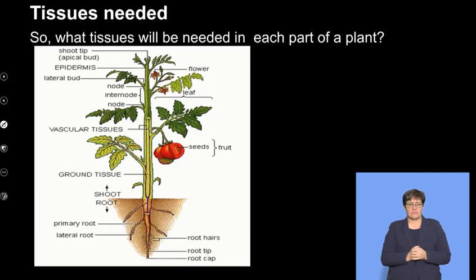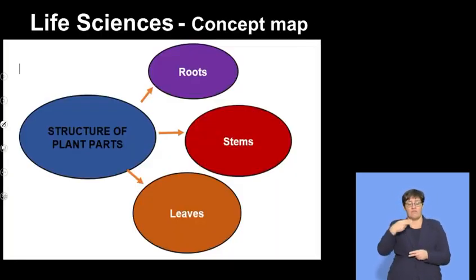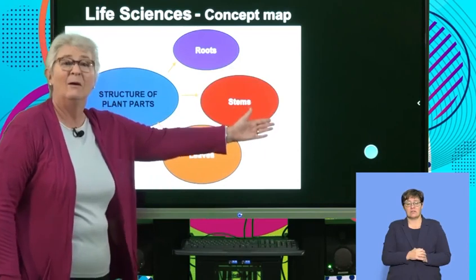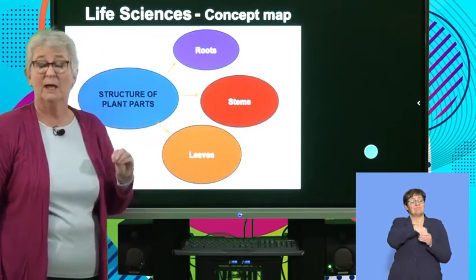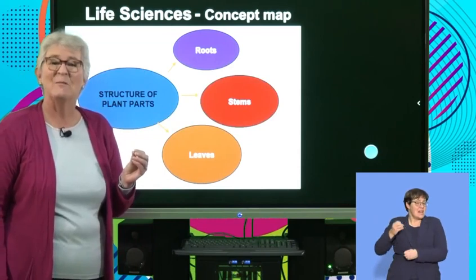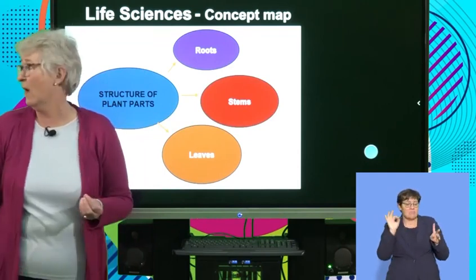A stem, if its function is support, what types of cell is it going to need? Parenchyma or sclerenchyma. If its function is transport, what is it going to need? Xylem and phloem. So what we're going to be looking at is what we find in a stem. Not only what types of cells we find, but where they are. In other words, how they are arranged.